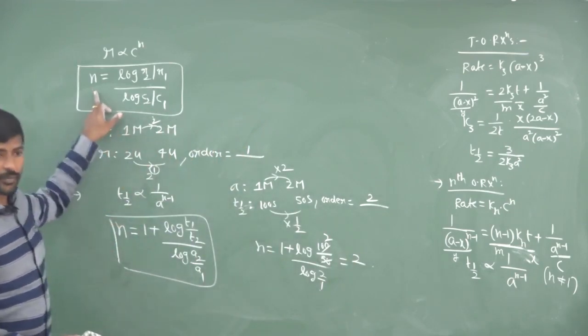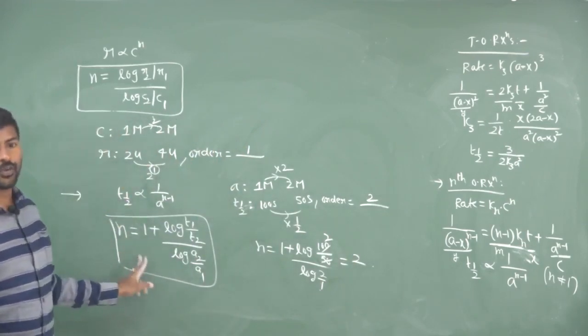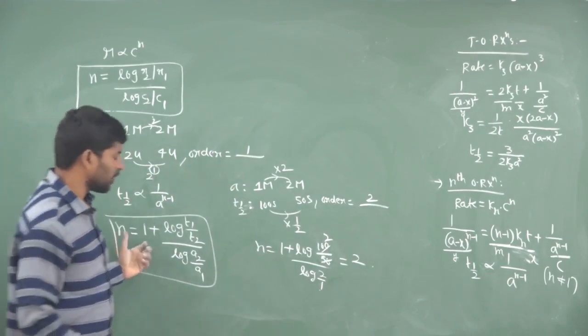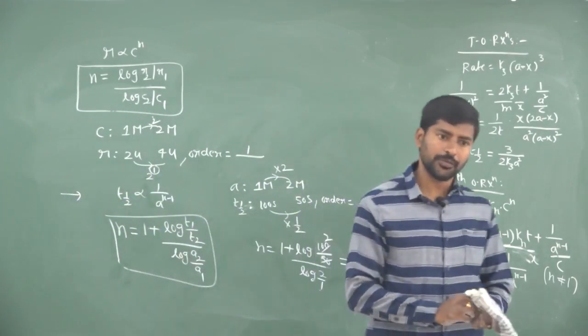So this is called the Van 't Hoff differential method. This is called what? Half-life method. This is the half-life method to calculate the order of a reaction.